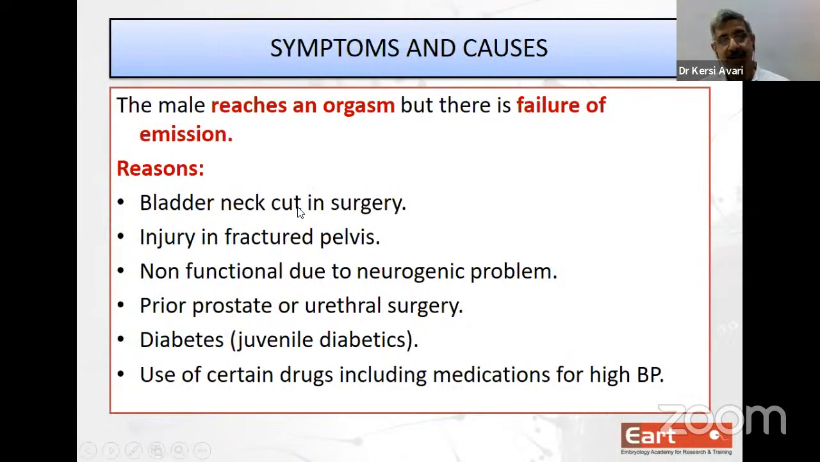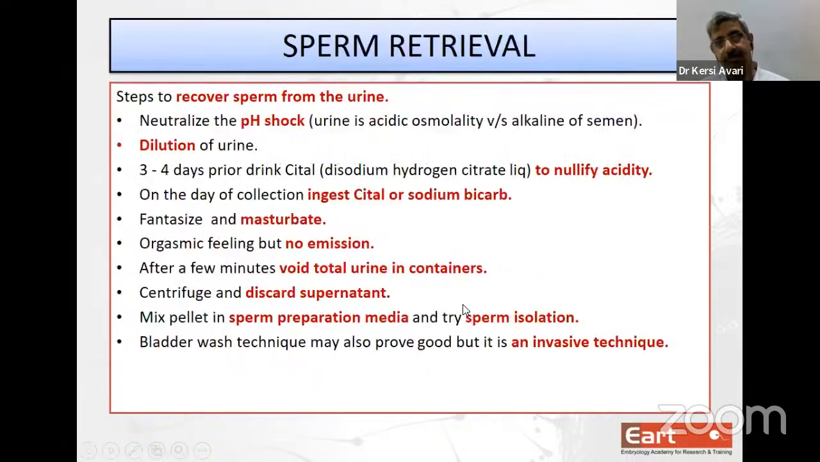Reasons: bladder cut in surgery, fractured pelvis, neurogenic problem, prostatic surgery, diabetes, or drugs. You have to retrieve them, reduce the acidic shock. Now, you must have known anybody suffering from severe UTI where the urine is burning, because if you see those crystals of oxalate under a microscope, they are nasty, very sharp pin-like points. So when you pass the urine, it's an excruciating pain because the inner lining of your urethra is damn sensitive. That's why sometimes you bleed in severe UTI. Why do you bleed?